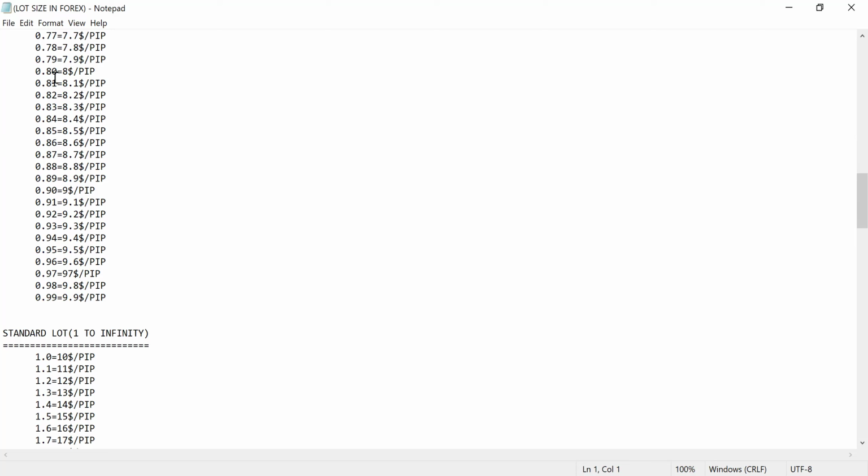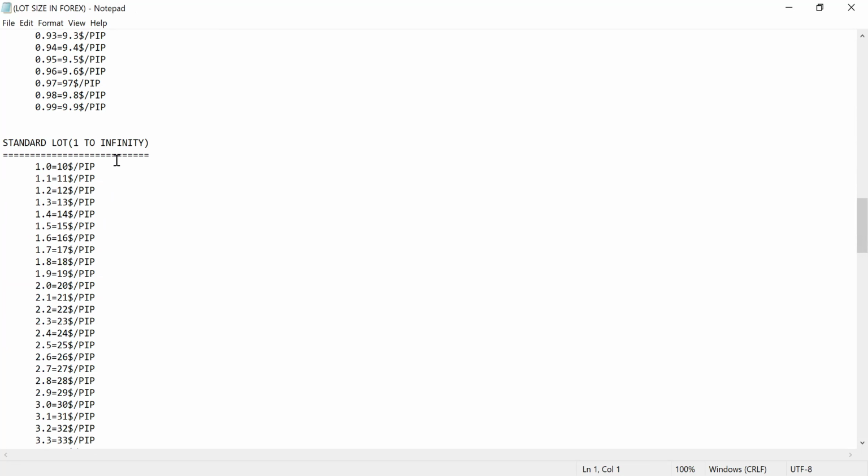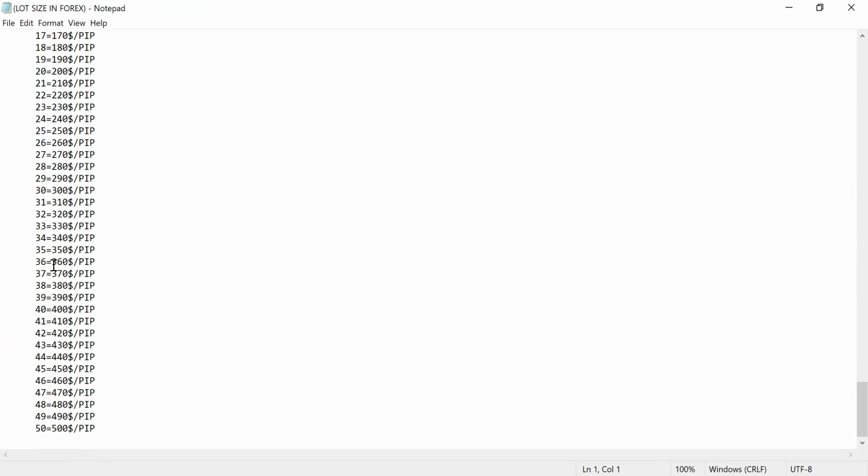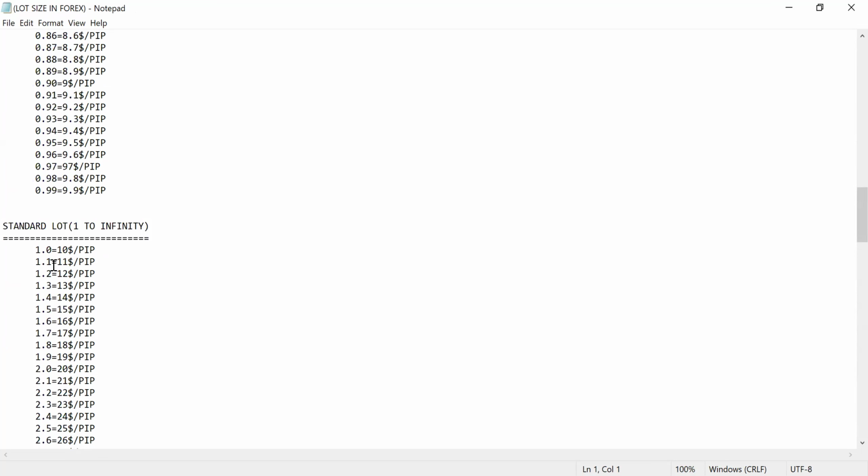So if you take a 0.99 trade, you get this. Standard lot, the same thing. When you take one standard lot, each movement of the price in your favor is $10. If it is against you, it's $10. And if you take 1.1, each movement of the price in your favor is $11, and each movement against you is $11.